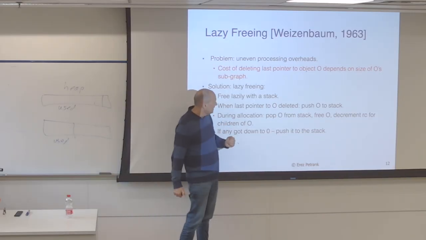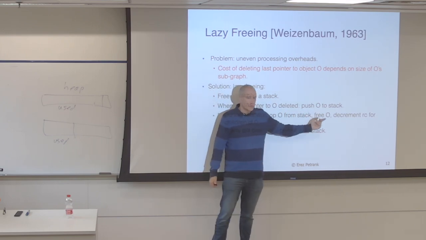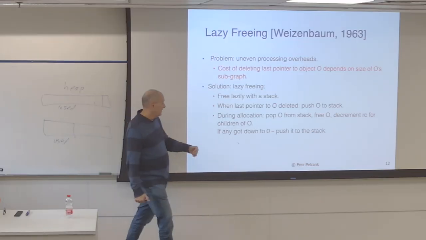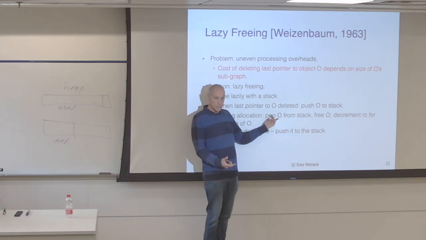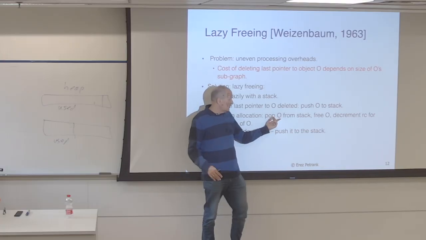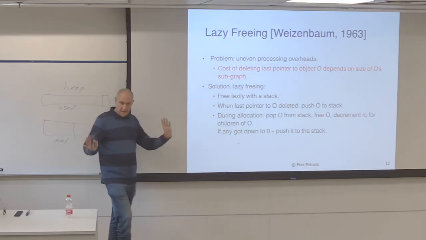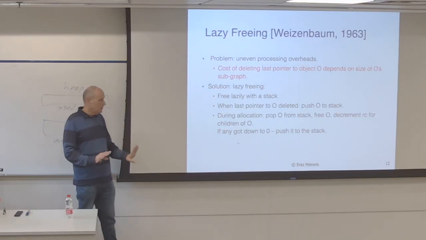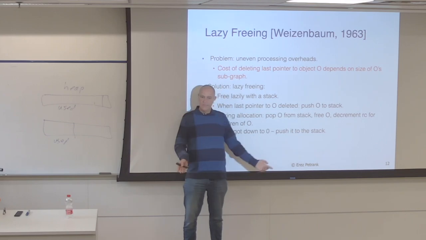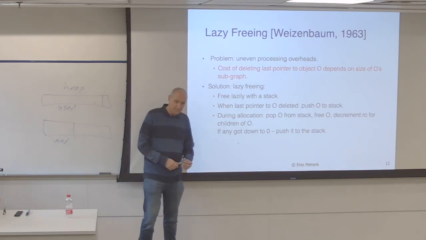So what we'll do: whenever a reference count goes to zero, we'll push the object to a stack that we designate for that. And during allocation, if I need an object, I will pop an object from the stack. This is an object that should be reclaimed. I can use it. I will free it, and I will decrement the reference count for all its children. If any of its children reaches zero reference count, I will push it to the stack. So it will be treated later, lazily.